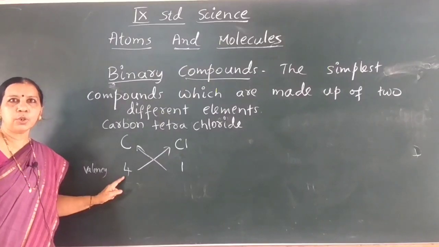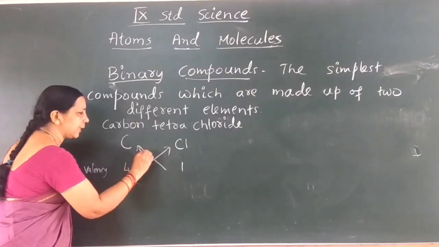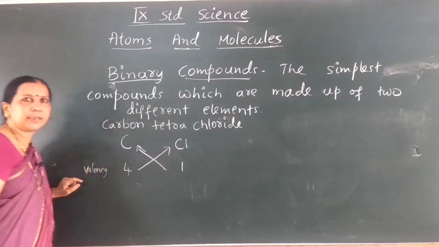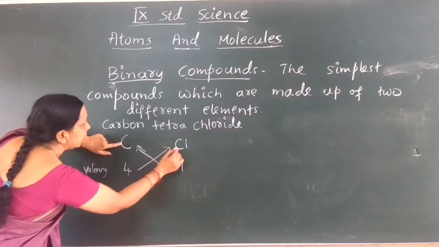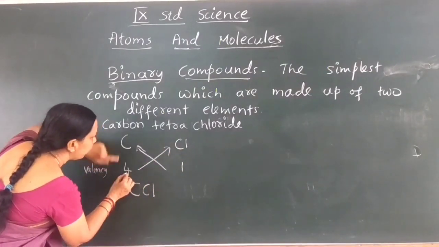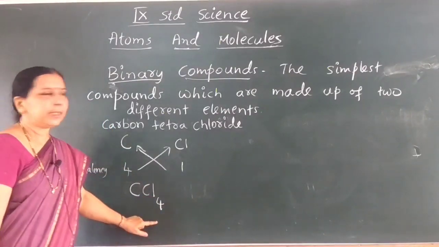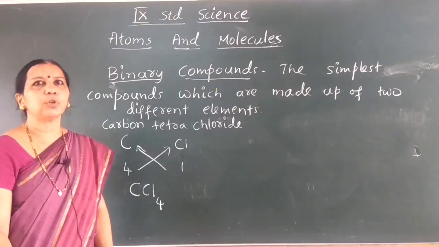Look at the arrow showing the valency, and we are crisscrossing here. So carbon 1 and chlorine 4 atoms. Now can you tell me the formula? C first, and Cl. How many atoms? 4 atoms. So CCl4 is the chemical formula of carbon tetrachloride.